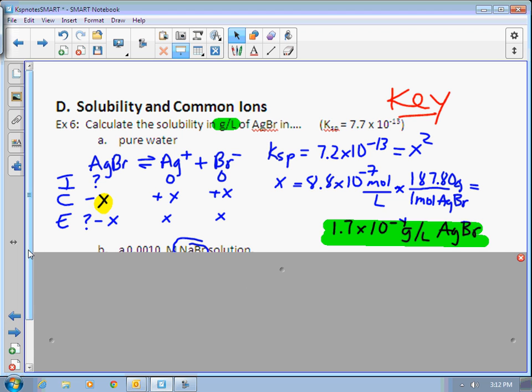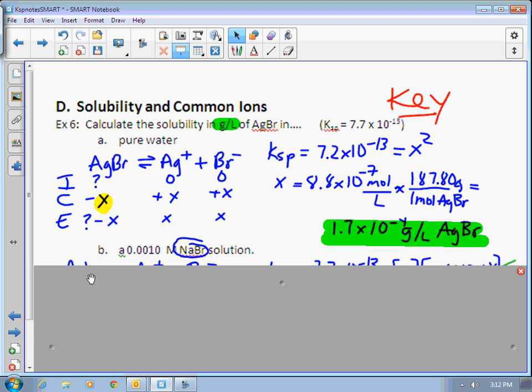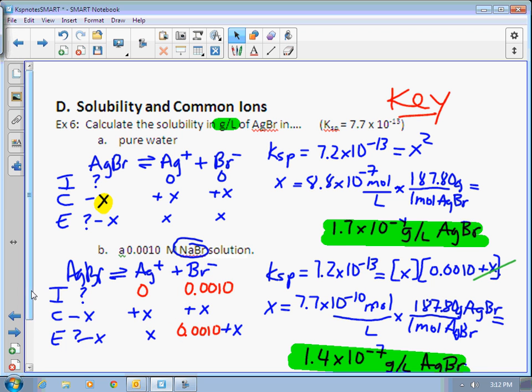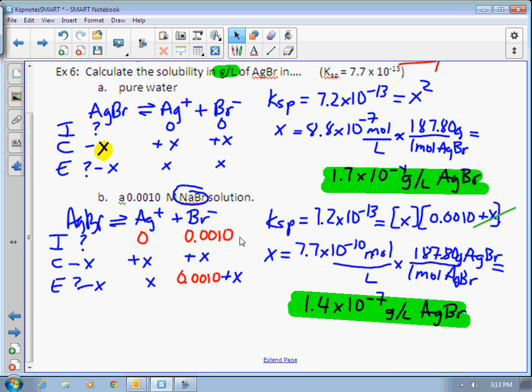All right, well, how does that compare to the silver bromide solution? The only difference is that this time, you're going to have bromide ions already present. So instead of being 0, 0, you're going to have a number here. So that's the key difference. All right, let's take a look, see how you did. So there's that number in red, and how's that going to affect the equilibrium?